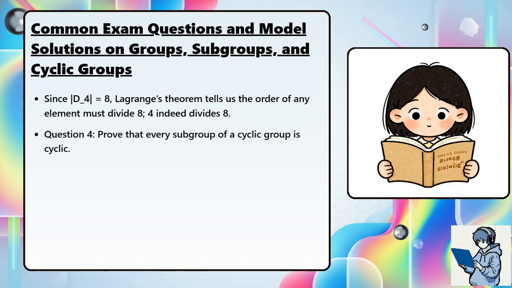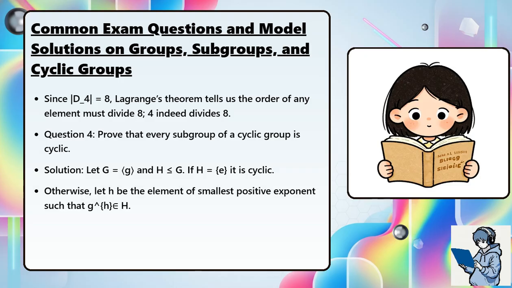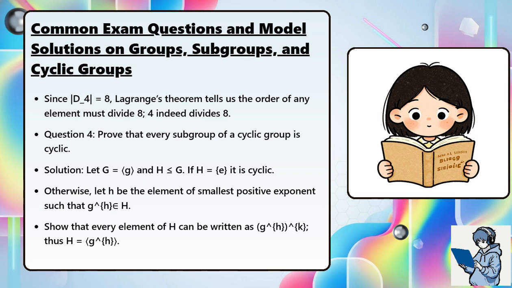Question 4. Prove that every subgroup of a cyclic group is cyclic. Solution: let G = ⟨g⟩ and H a subgroup of G. If H is the set containing only the identity, it is cyclic. Otherwise, let m be the smallest positive exponent such that g^m is in H. Show that every element of H can be written as (g^m)^k. Thus H equals the subgroup generated by g^m.